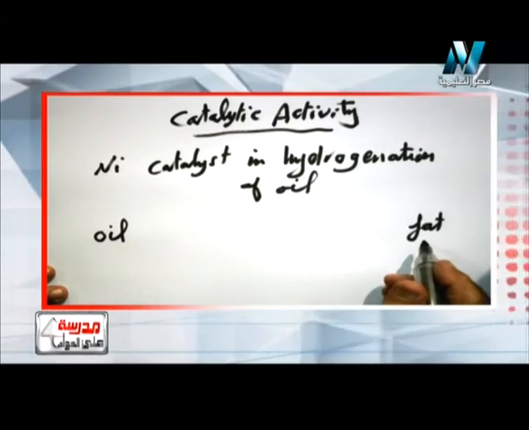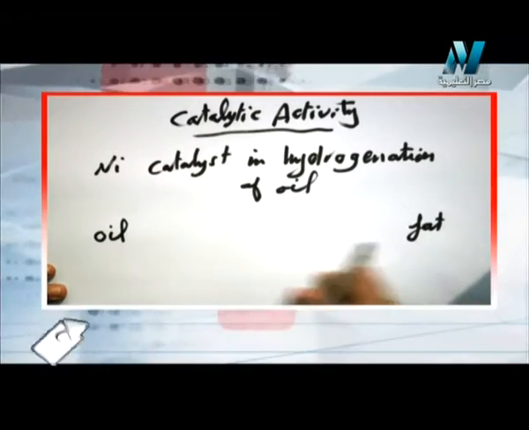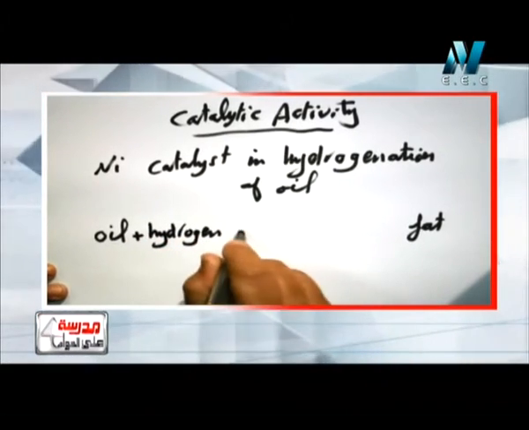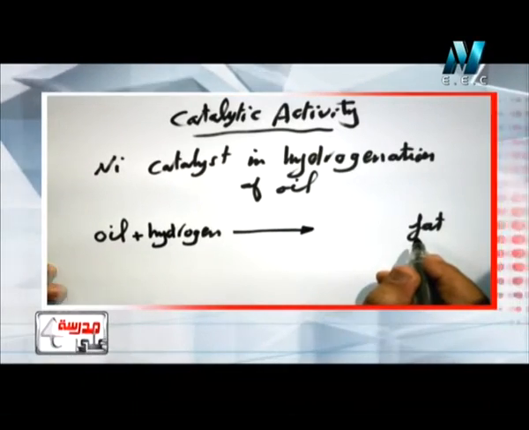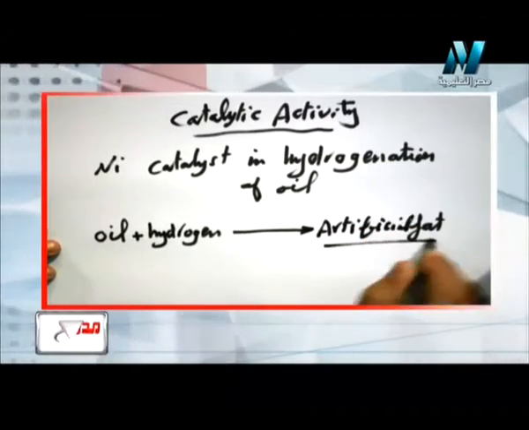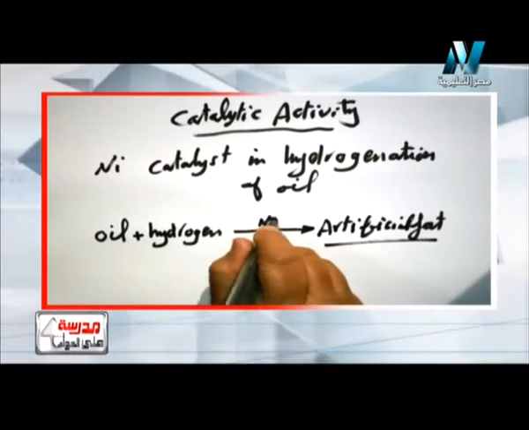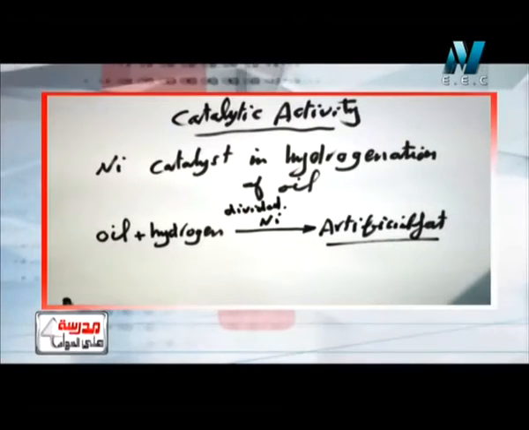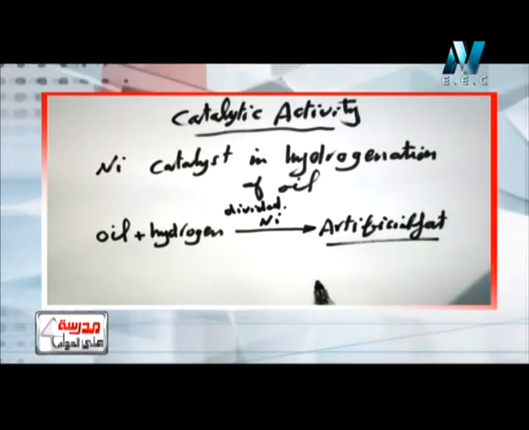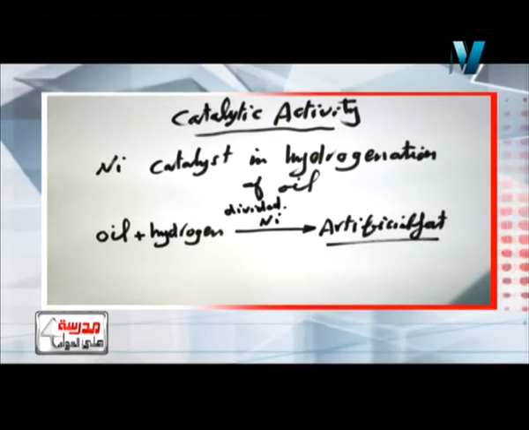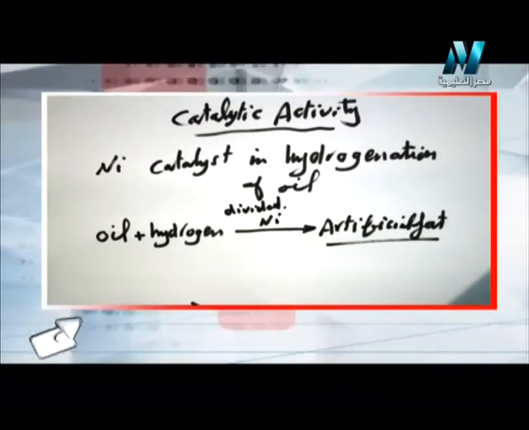And this is saturated. In order to convert oil to fat, we must add hydrogen to oil. In order to convert oil to artificial fat, in presence of divided nickel, Ni. This is called hydrogenation or solidification, because we convert the liquid to solid, or hardening. How does hydrogenation occur? How does nickel act as a catalyst in this experiment?